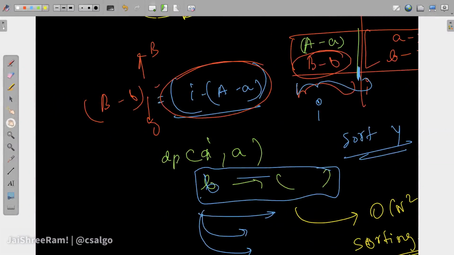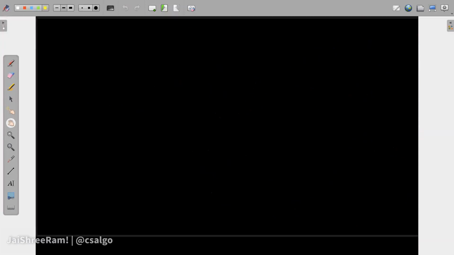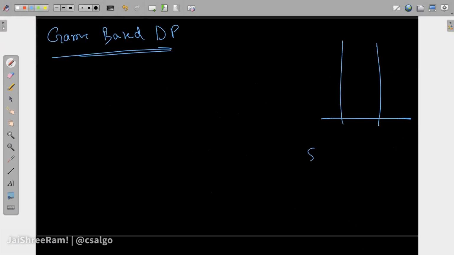Okay. Let's talk about one last style of problems today, which is game based DP. We will take up a very standard game, something called the subtraction game.